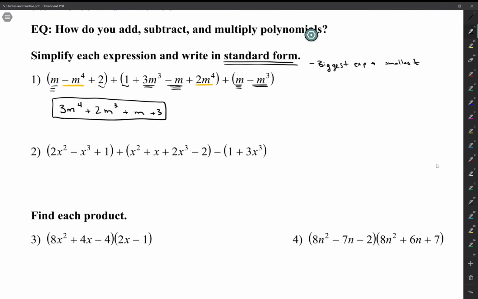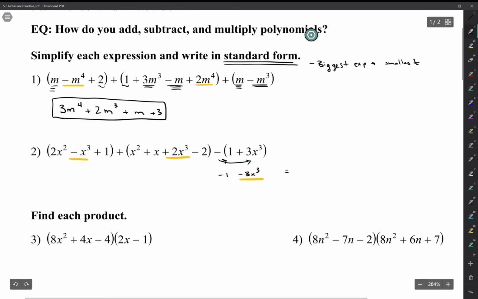So for number 2, just remember you want to distribute that negative and then think of it as minus 1 minus 3x to the third. And from there, it's really all the same. So I'm going to start with my x to the thirds. So there's negative 3 and 2 and negative 1. So negative 4 plus 2 is going to be negative 2x to the third.